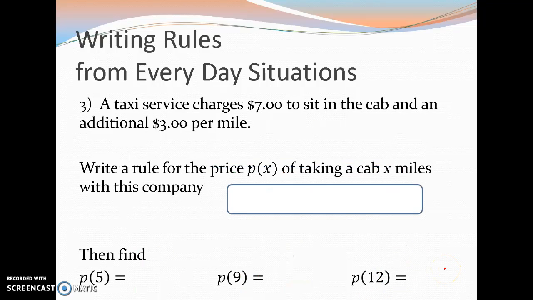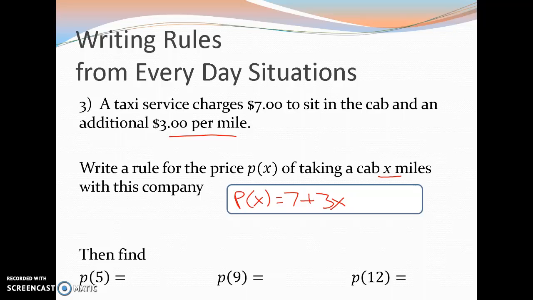All right, let's try another one. A taxi service charges $7 to sit in the cab and an additional $3 per mile. So the price of your cab ride, which is P of x, is always going to be $7. That's your beginning amount, $7 to sit in the cab, plus you have to pay $3 for every mile that you go. x represents the number of miles, so it's 7 plus 3x.